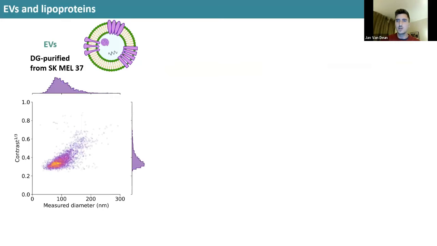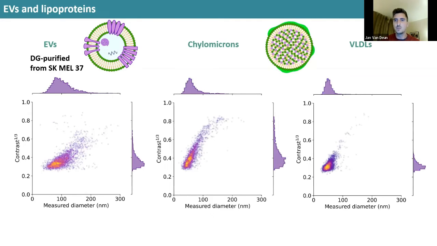So this is then basically the first experiment that we did together, where I had some EVs purified from melanoma cells, so melanoma cell culture. I purified them by density gradient, just to be sure that we have a really pure population of EVs. And this is then what we get with the INTA measurement, so the diameter on the x-axis and the contrast on the y-axis. And then we did the same measurement basically with commercially bought chylomicrons and VLDLs. So these are the two lipoprotein populations in the plasma which overlap in size with EVs.